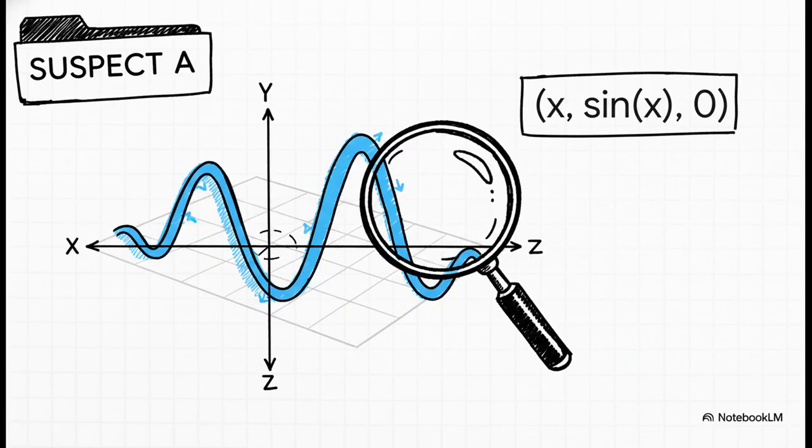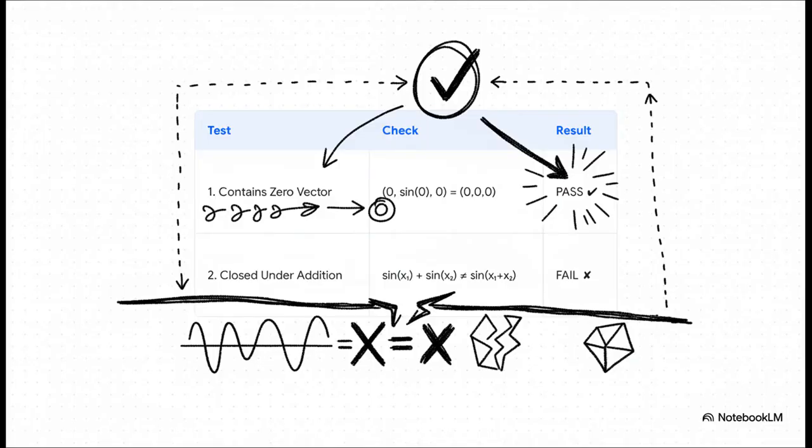First up is case file A, the sine set. It's a collection of vectors in R3 that are defined by the sine function. So for any real number x you plug in, you get a vector that looks like (x, sin x, 0). If you picture it, it kind of creates this cool-looking wave in the xy plane. It looks interesting, for sure, but does it follow the rules? Let's run the tests. What's really fascinating here is just how quickly this whole case falls apart.